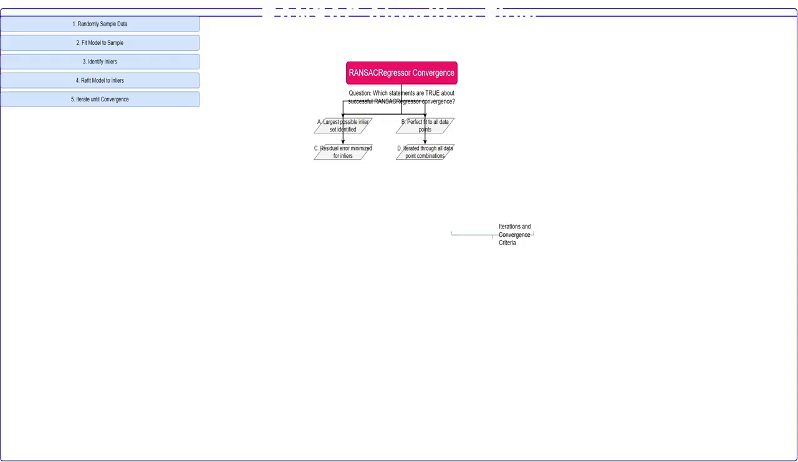I see this as a summary of how the RANSAC, Random Sample Consensus, algorithm works. It's an iterative process.